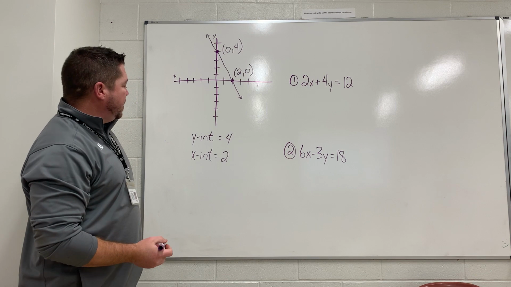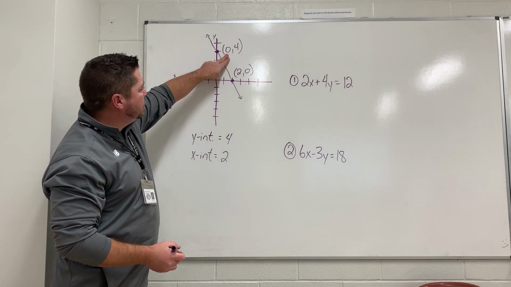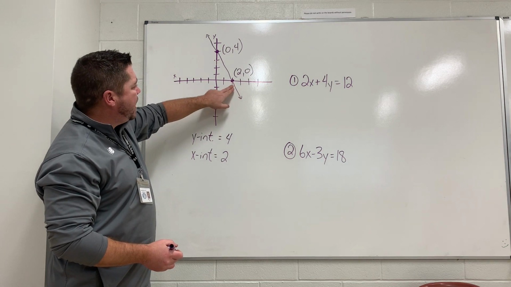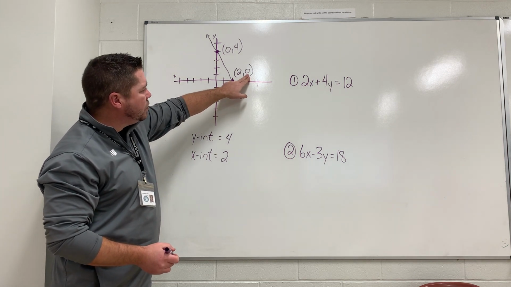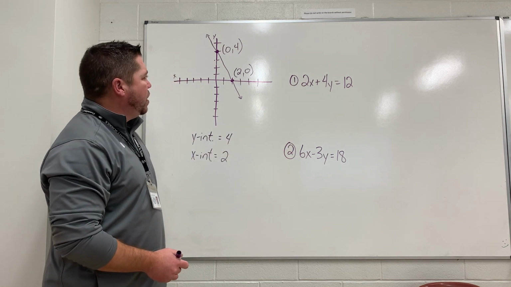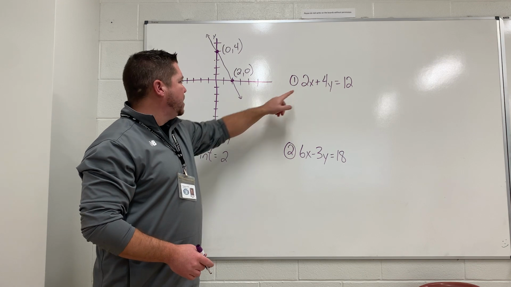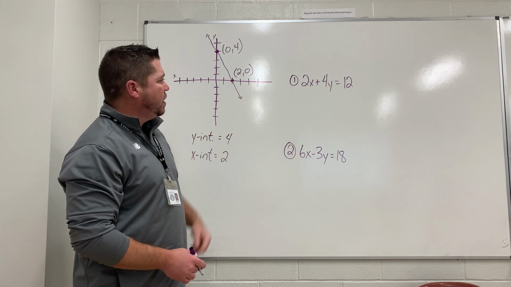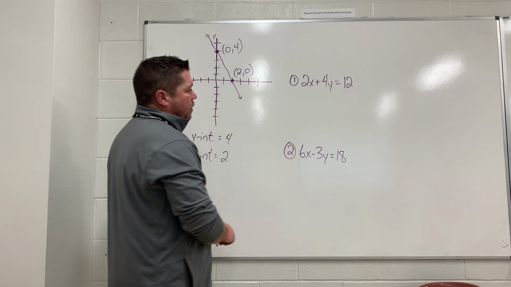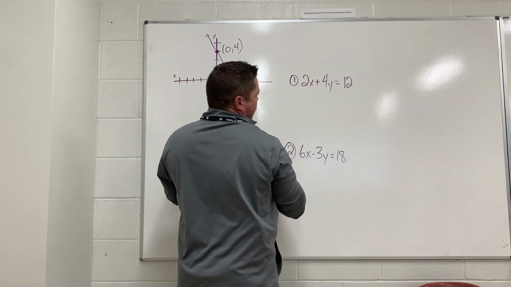So to find our intercepts, the y-intercept is where x is 0, and the x-intercept is where y is 0. If we take that same concept over to number 1, if we want to find the x-intercept here, we want to find out where this line touches our x-axis. All we have to do is cover up the 4y and solve, okay?